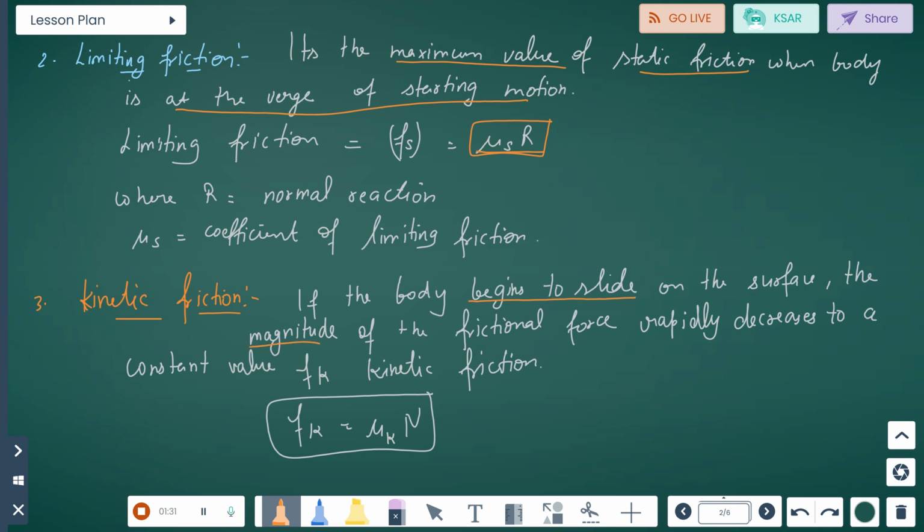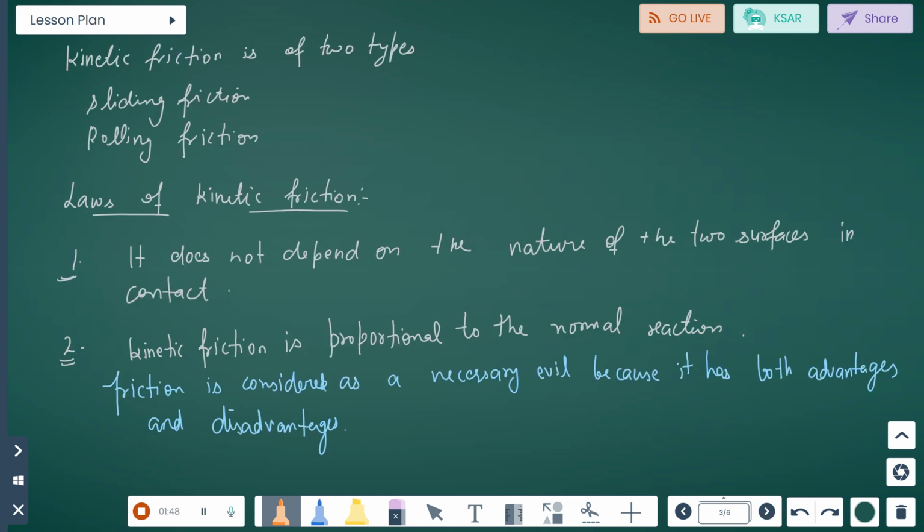magnitude of the frictional force rapidly decreases. जो magnitude होगा frictional force का वो क्या होगा? Rapidly decrease होगा to a constant value Fk. In kinetic friction, Fk is equal to mu k N. Kinetic friction is of two types: sliding, जो body slide करती है, and next is rolling friction.